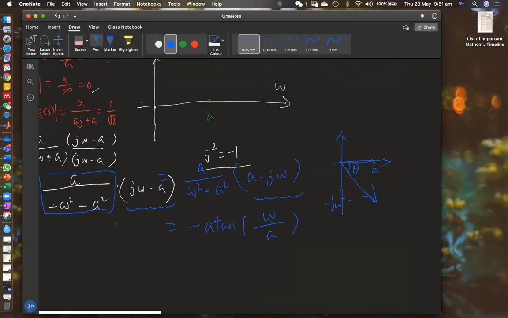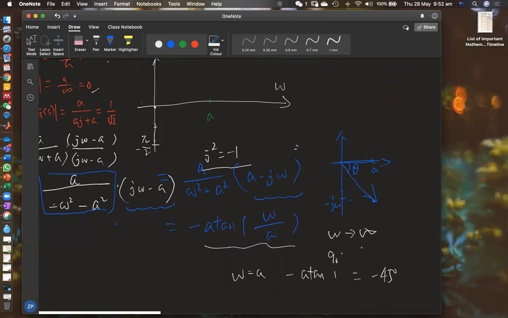When omega equals 0, our phase is 0. Then I'll draw more, negative half pi. When omega equals infinity, this thing goes to 90 degrees, but it's negative over here, so it goes to negative 90 degrees in the end. When omega equals A, this is negative arc tangent of 1, which is negative 45 degrees. So when it's equal to A, it's negative 45. So it's something like this.